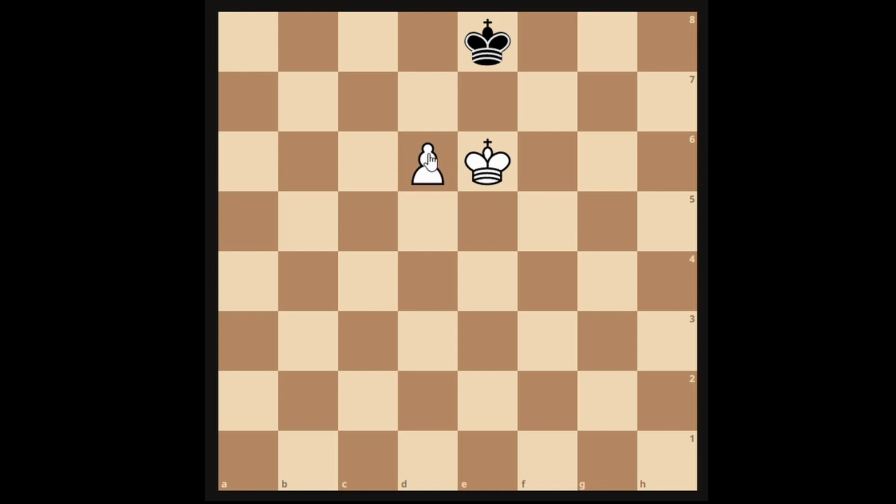So the lesson is: don't move your pawn up too early, move your king first, and then try to promote your pawn. The next position is this one. This is pretty easy.